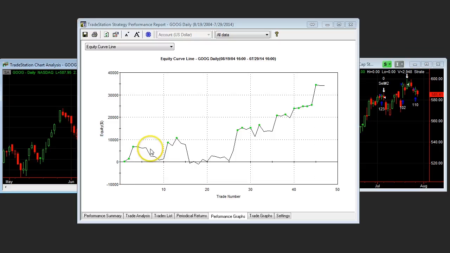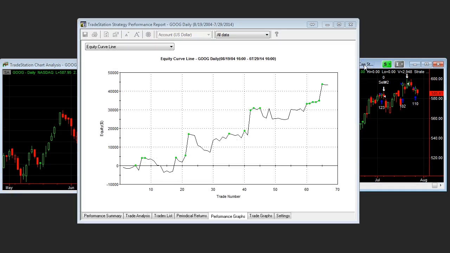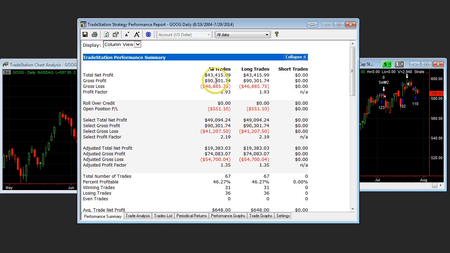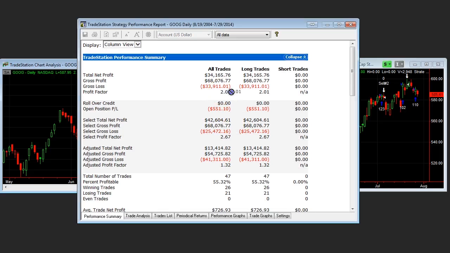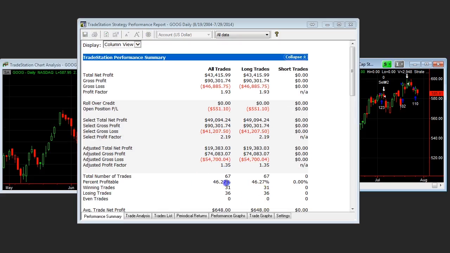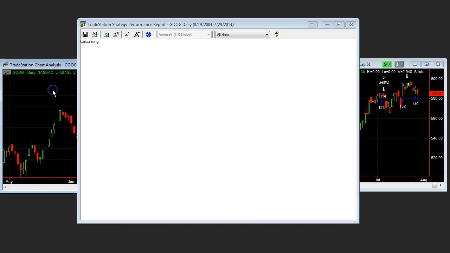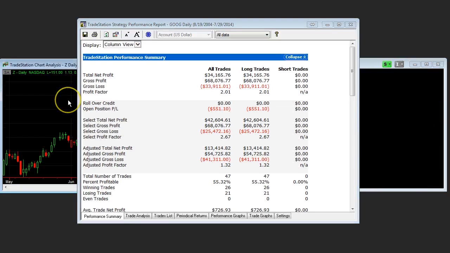We have Google. Here's Google with the filter and Google without the filter. Very similar performance. Look at the stats. Without the filter, we have a 1.93 profit factor. With the filter, just a slightly higher profit factor, even though the total returns do drop a little bit. And we have accuracy of 55 versus 46 without the filter. Let's try Zillow.